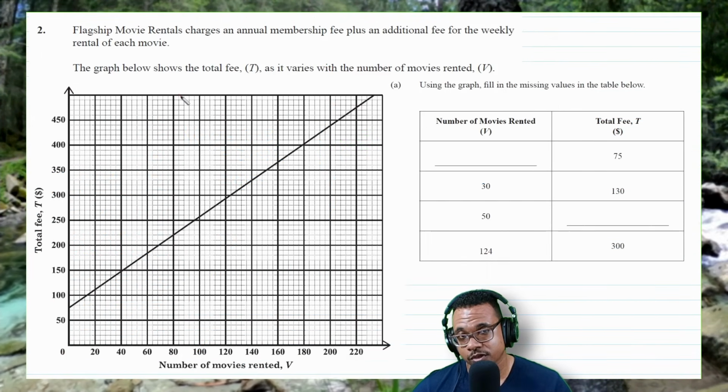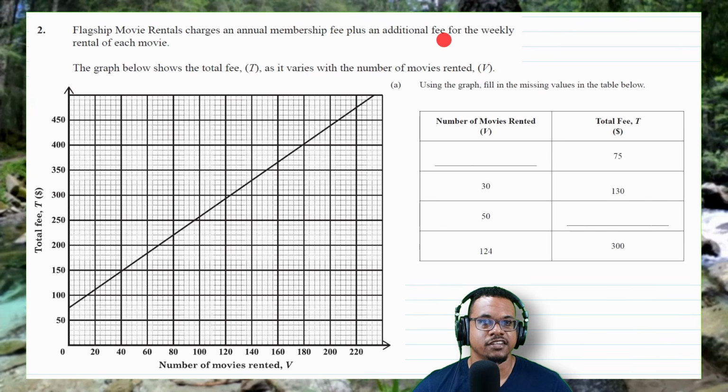So moving on to question 2 now, we have flagship movie rentals charge an annual membership fee plus an additional fee for the weekly rental of each movie. So the graph below shows the total fee, T. That will be the annual membership plus the weekly rental. That's your total fee, and it varies with the number of movies rented, V. So V down here is the number of movies rented.